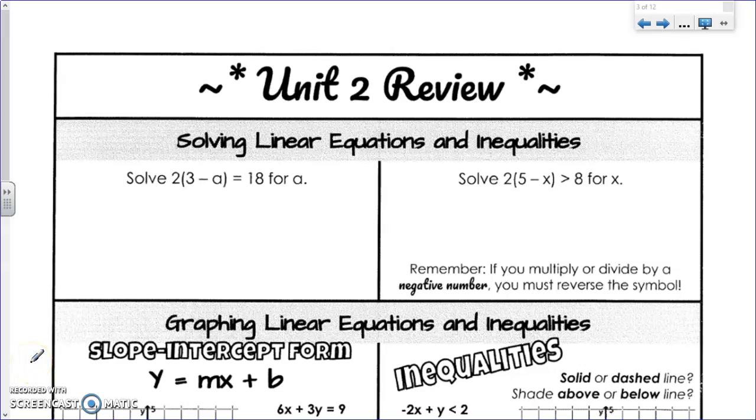Alright guys, we are going to do our EOC review for Unit 2. We're going to start with solving linear equations and inequalities.